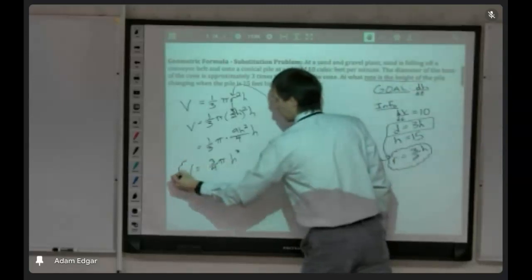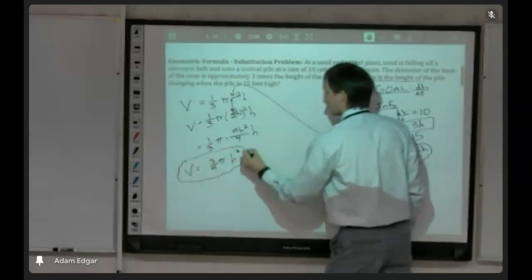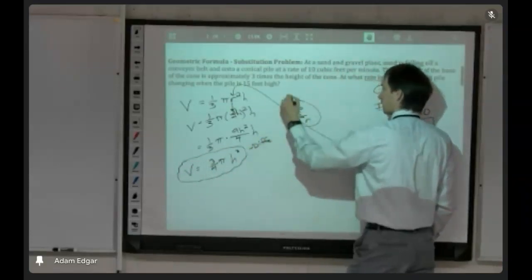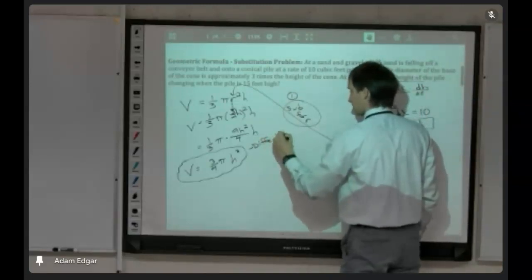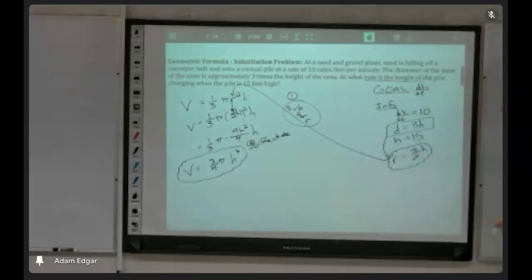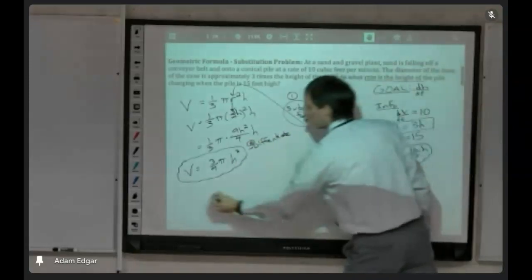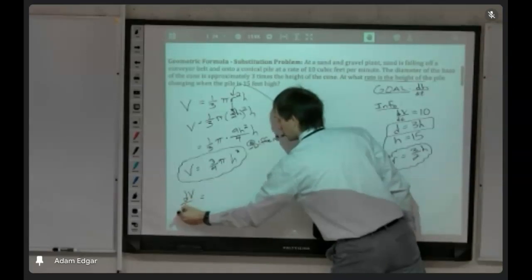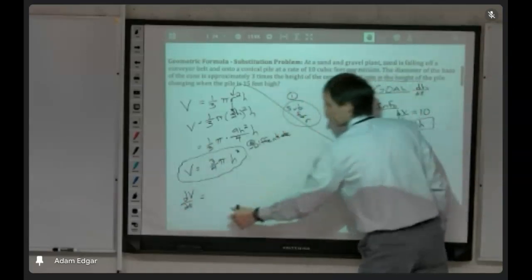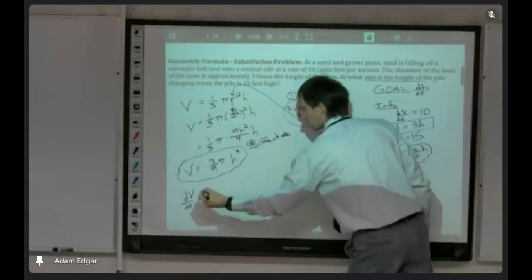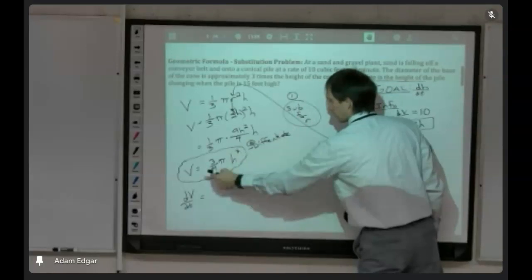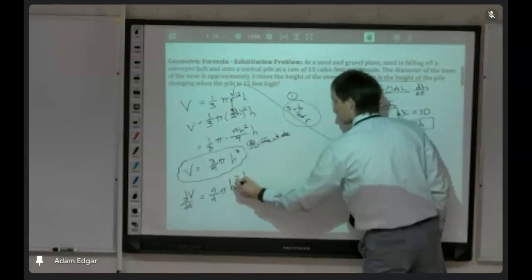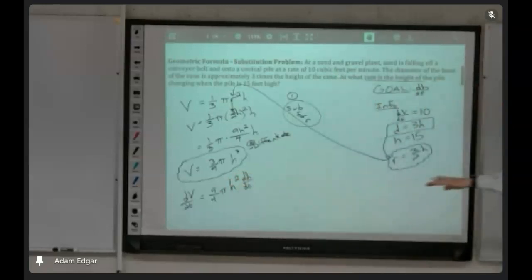So then this is what we really want to work with. Sub for r, and then you differentiate. So go ahead and take the derivative. What happens to V? dV/dt. And what happens over here? So it's 3 times 3 fourths, 9 fourths pi h squared dh/dt. Any questions up to this point?